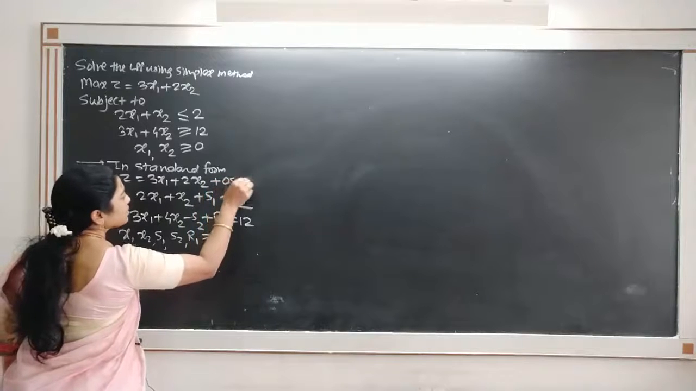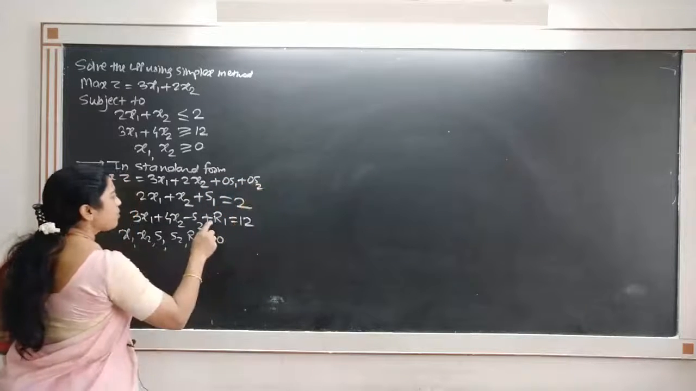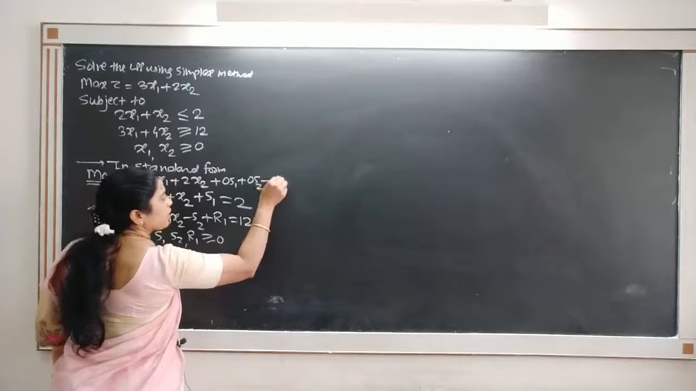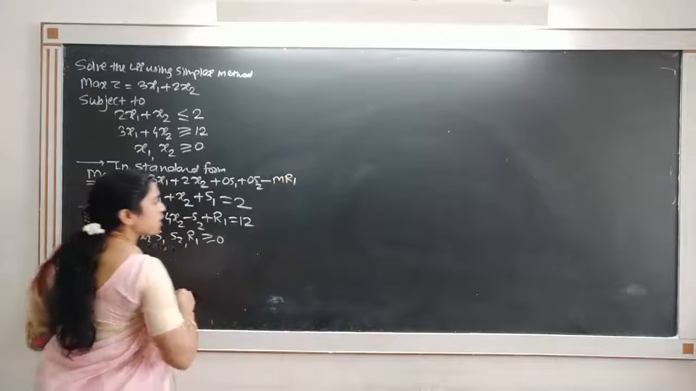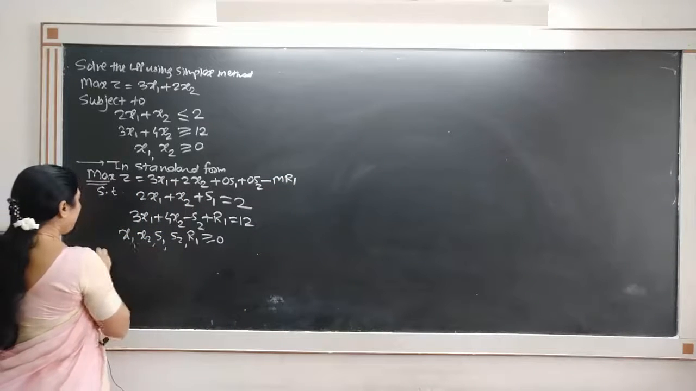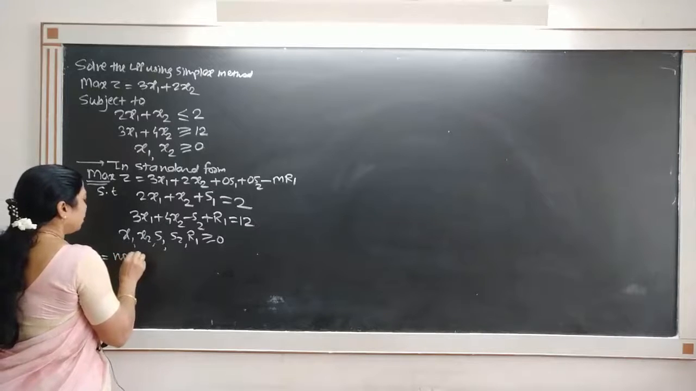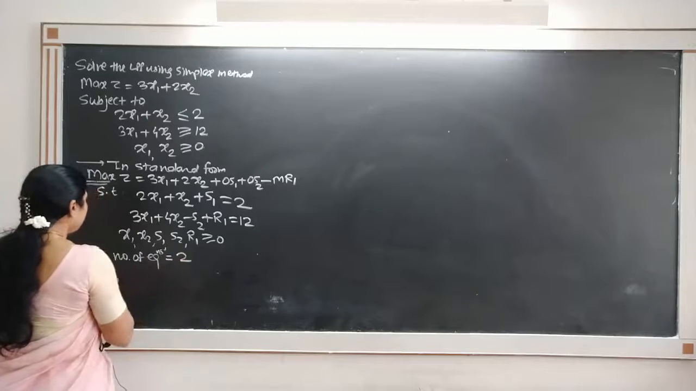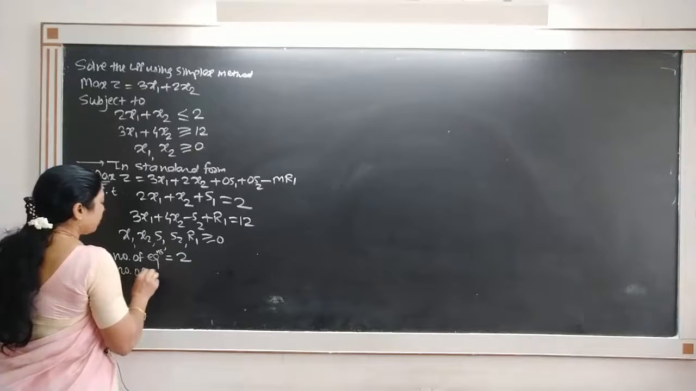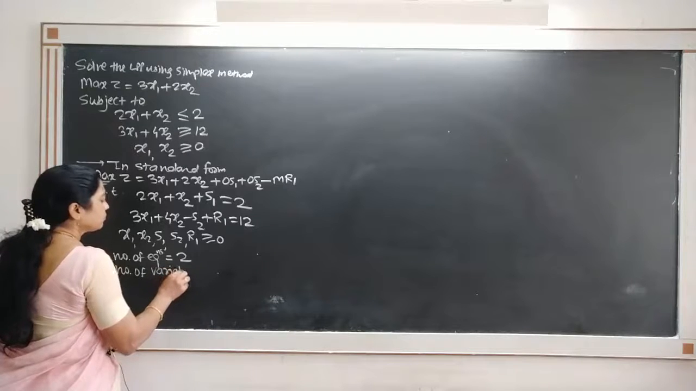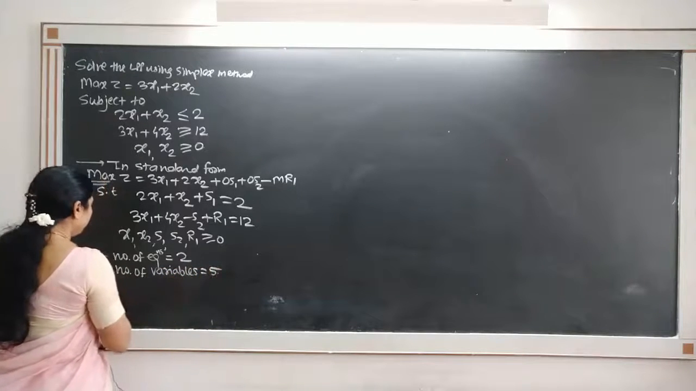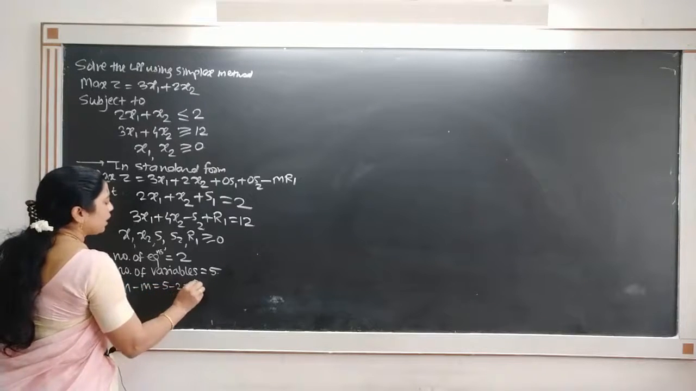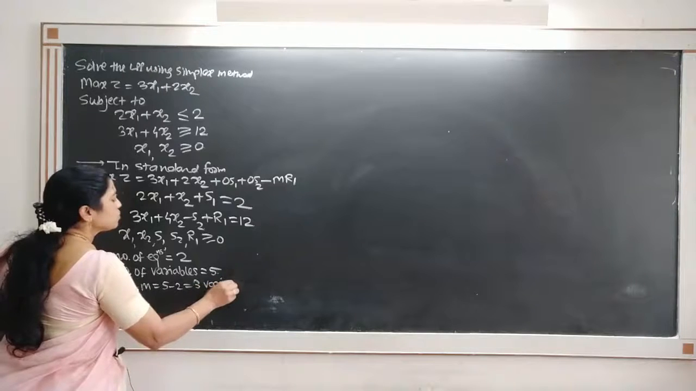Add slack and surplus with 0 coefficient, and because the problem is maximization, r1 with minus m coefficient. So minus m r1 in objective function, where m is the number of equations. Number of equations are 2. n is the number of variables. Number of variables are 5. Therefore put n minus m, 5 minus 2, that is 3 variables equal to 0.